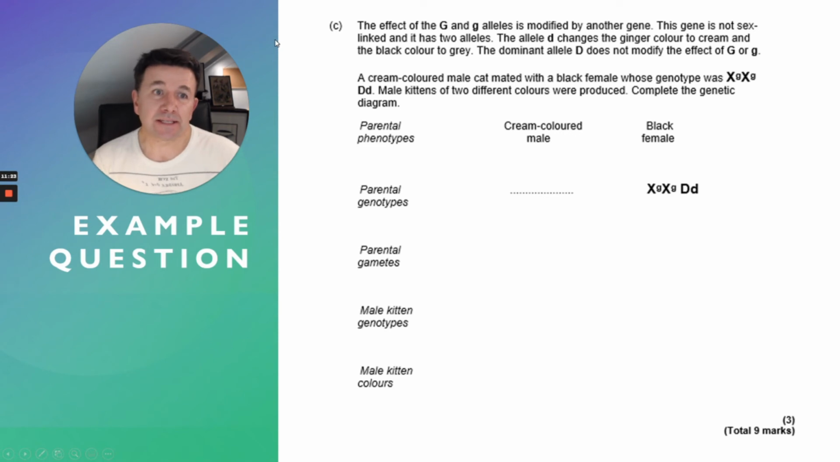Okay, and finally, so this is related to epistasis. So it says the effect of the dominant G and recessive g alleles is modified by another gene. So this gene is not sex-linked and it has 2 alleles. So the recessive allele d changes the ginger colour to cream and the black colour to grey. So the dominant allele D does not modify the effect of dominant G or little g. So it tells you a cream-coloured male cat mated with the black female, so they've given you the black female. Male kittens of 2 different colours were produced. Complete the genetic diagram. So again, I'm going to go over to the whiteboard.